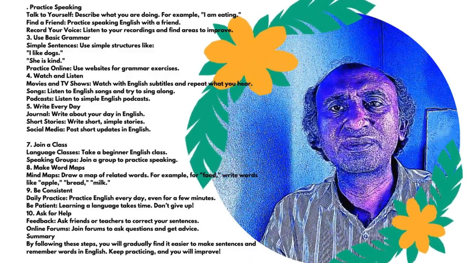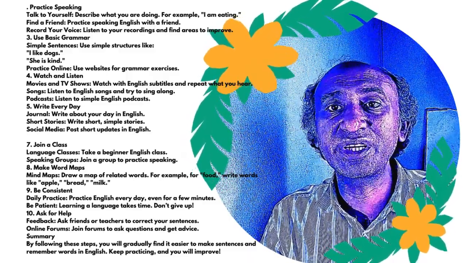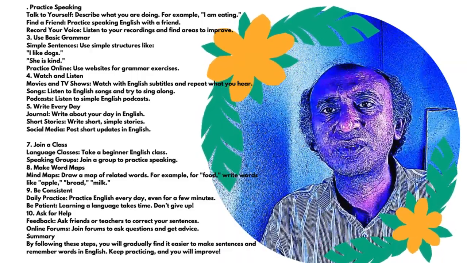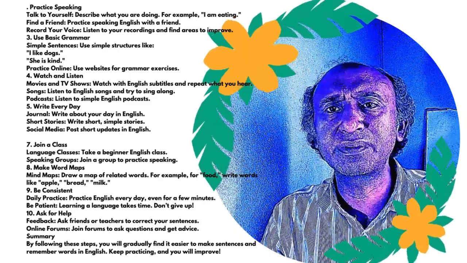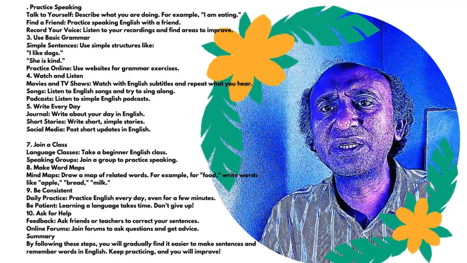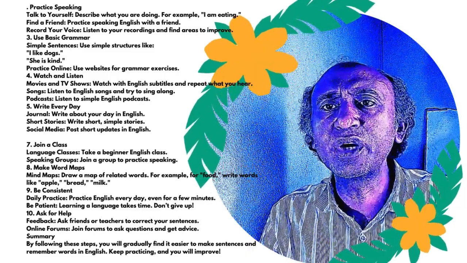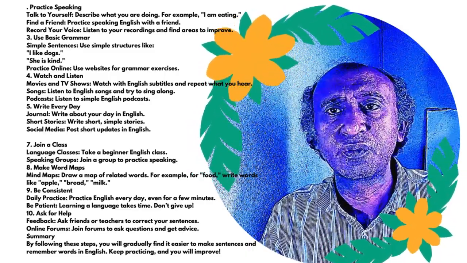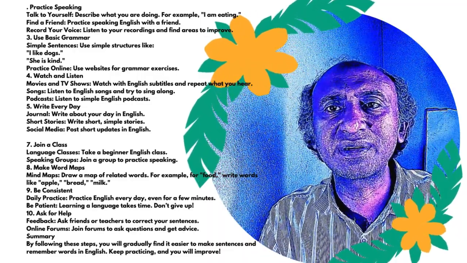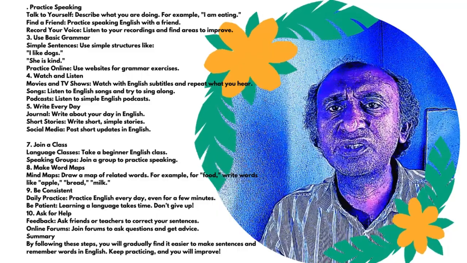Join a class. Language classes. Take a beginner's English class. Speaking groups. Join a group to practice speaking. Make word maps. Mind maps. Draw a map of related words. For example, for food, write words like apple, bread, milk.